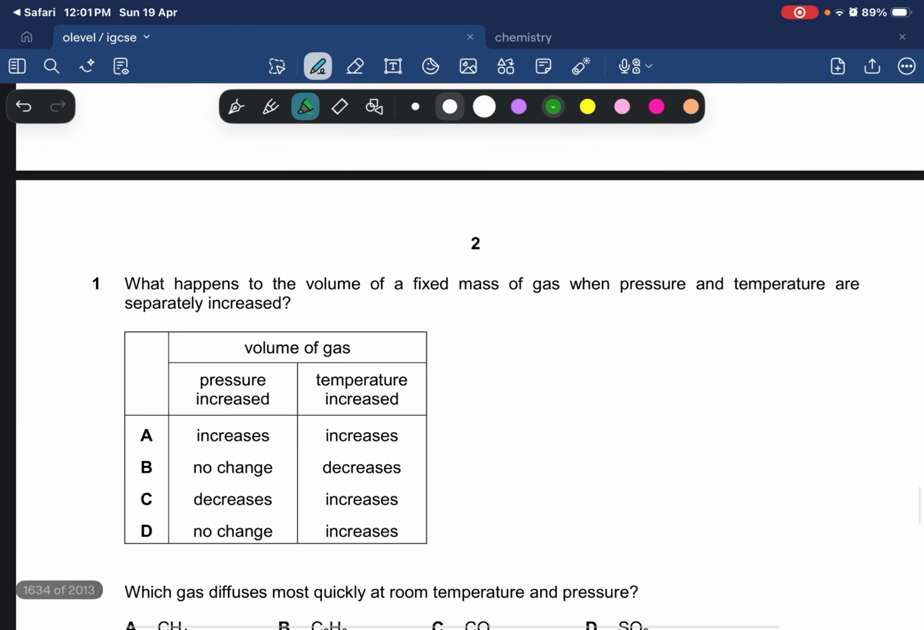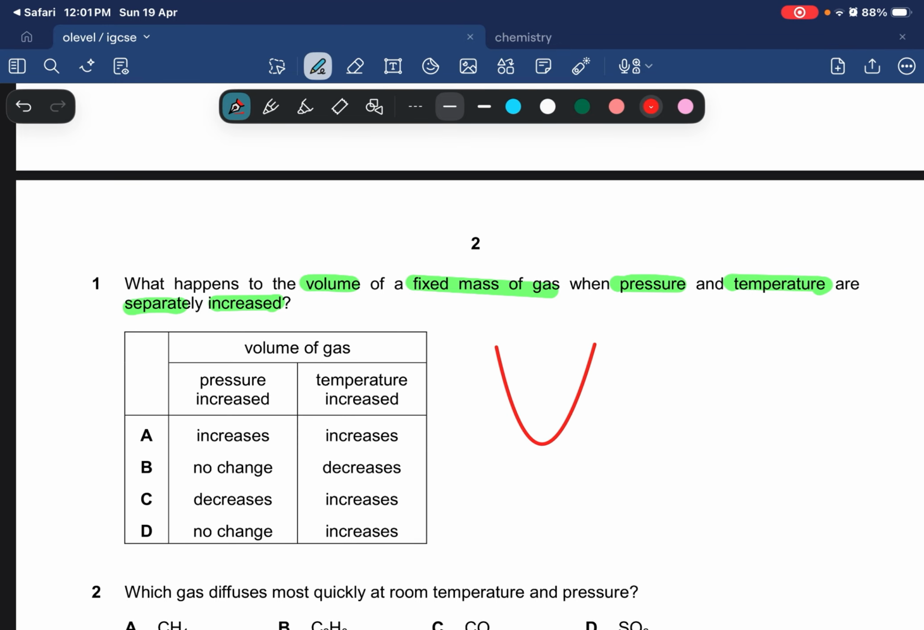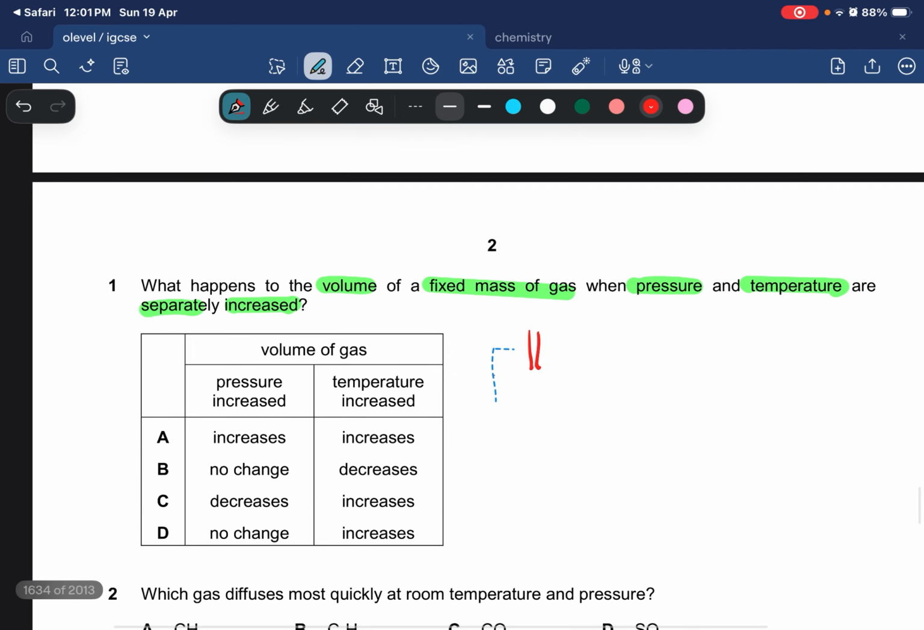Let's solve it. Question number 1 states, what happens to the volume of a fixed mass of gas when pressure and temperature are separately increased? So, we have a fixed volume of gas. First, let's increase the temperature and then we're going to increase the pressure. We have a fixed mass of gas. The volume we are going to change. These are the particles of gas.